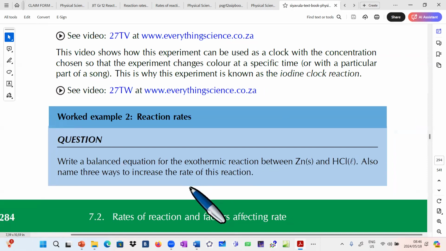Let us look at this example. Here's worked example 2. We looked at the first example, calculating the average reaction rate, but now we're looking at reaction rates in example 2. Write a balanced equation for the exothermic reaction between zinc solid and HCl, hydrochloric acid as a liquid. Also name 3 ways to increase the rate of this reaction.